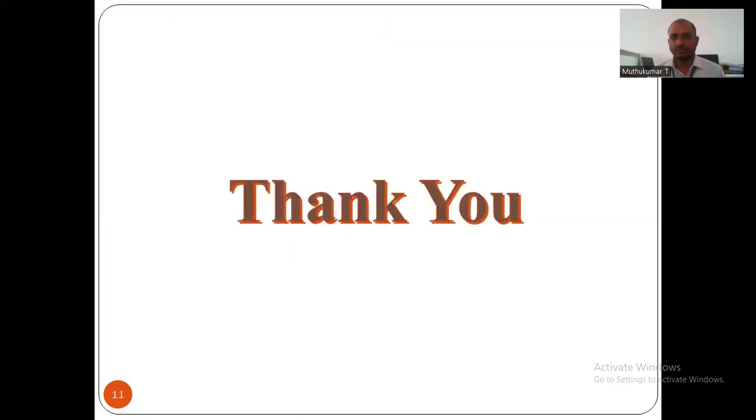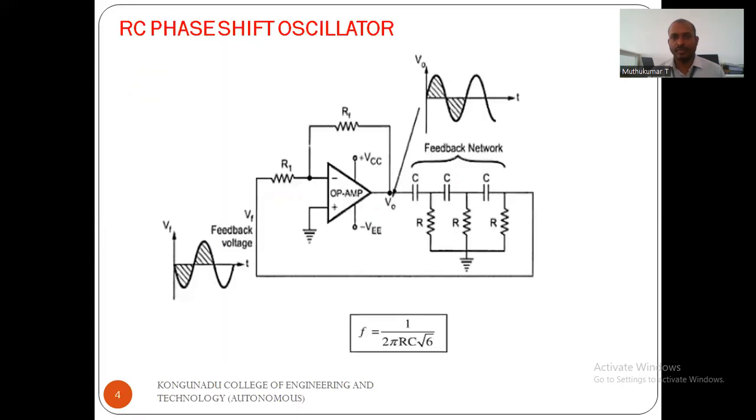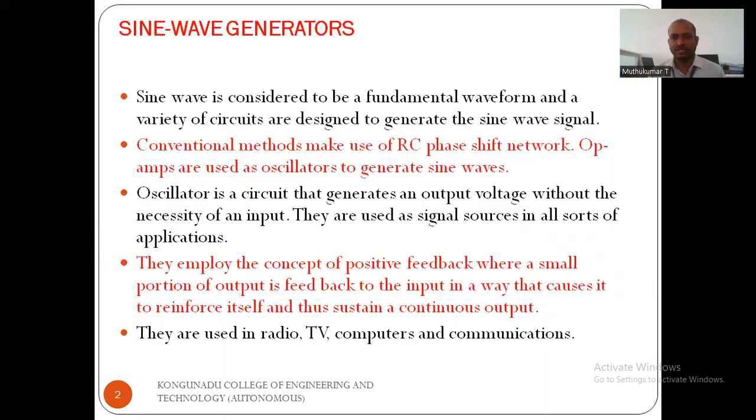I'm going to conclude this session with a small recap. The topic is sine wave generator. It is one of the essential fundamental waveforms, and a variety of circuits are used to generate this wave. Here we discussed the basic conventional RC phase shift network, the operational amplifier based RC phase shift oscillator, and the Wien bridge oscillator.